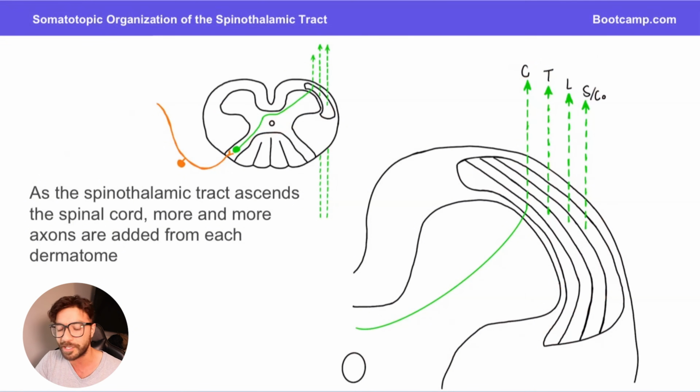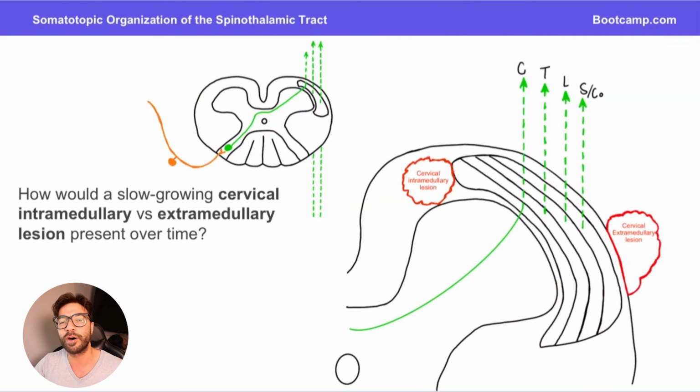So you can see how the somatotopic organization for the spinothalamic pathway differs from that of the dorsal column medial lemniscal pathway. So why is this important? Well, if we have some sort of intramedullary or extramedullary tumor or lesion that is slow growing and compressing on that lateral spinothalamic pathway, how might we begin to see sensory deficits manifest over time?